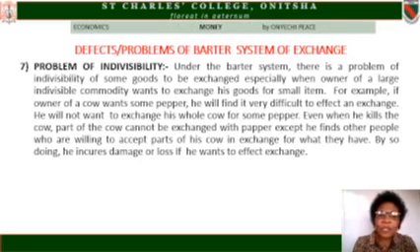He will not want to exchange his whole cow for some pepper. Even when he kills the cow, part of the cow cannot be exchanged with pepper, except he finds other people who are willing to accept parts of his cow in exchange for what they have. By so doing, he incurs damage or loss if he wants to effect an exchange.